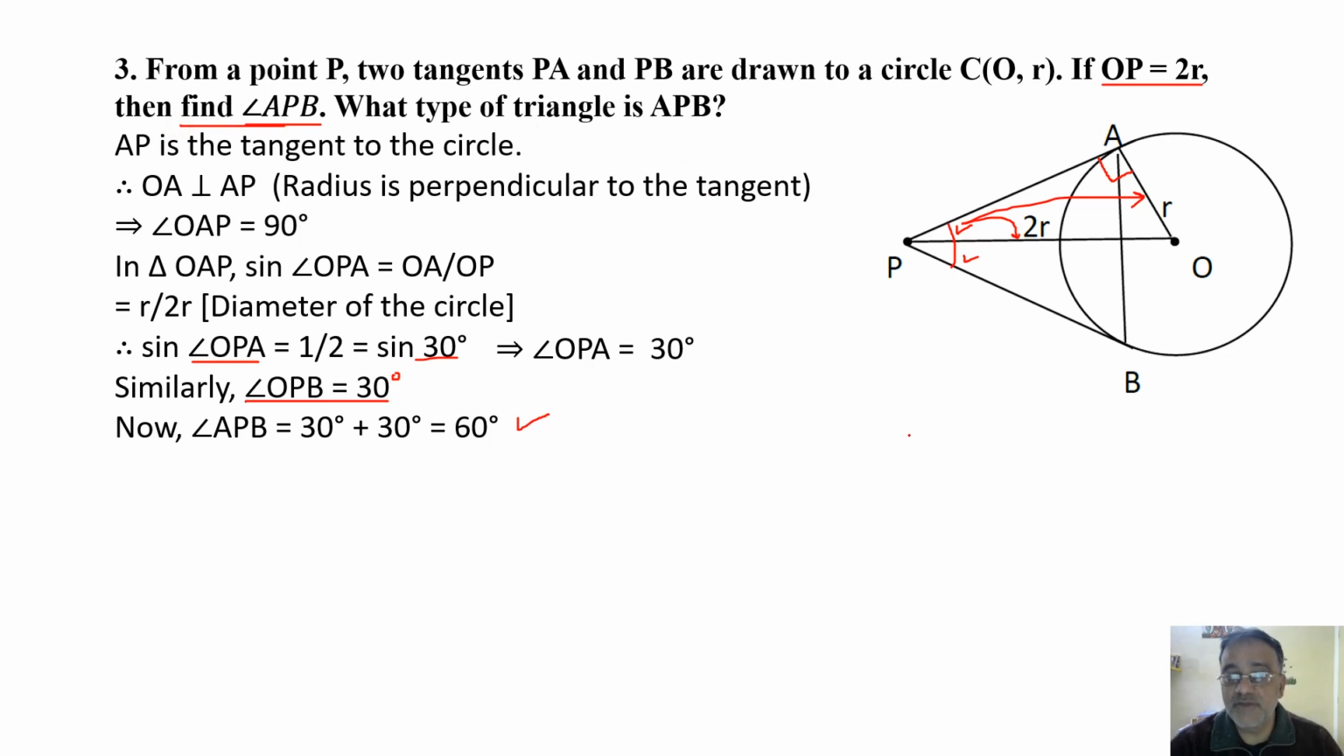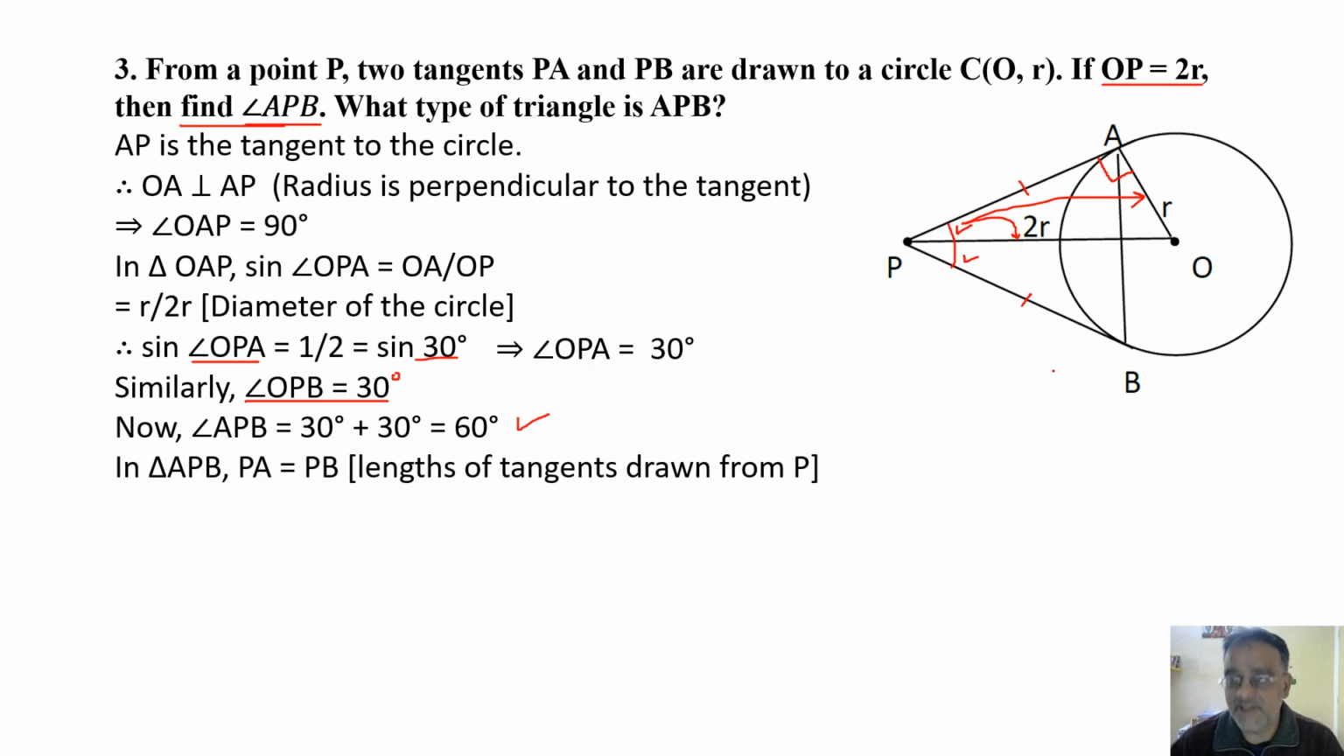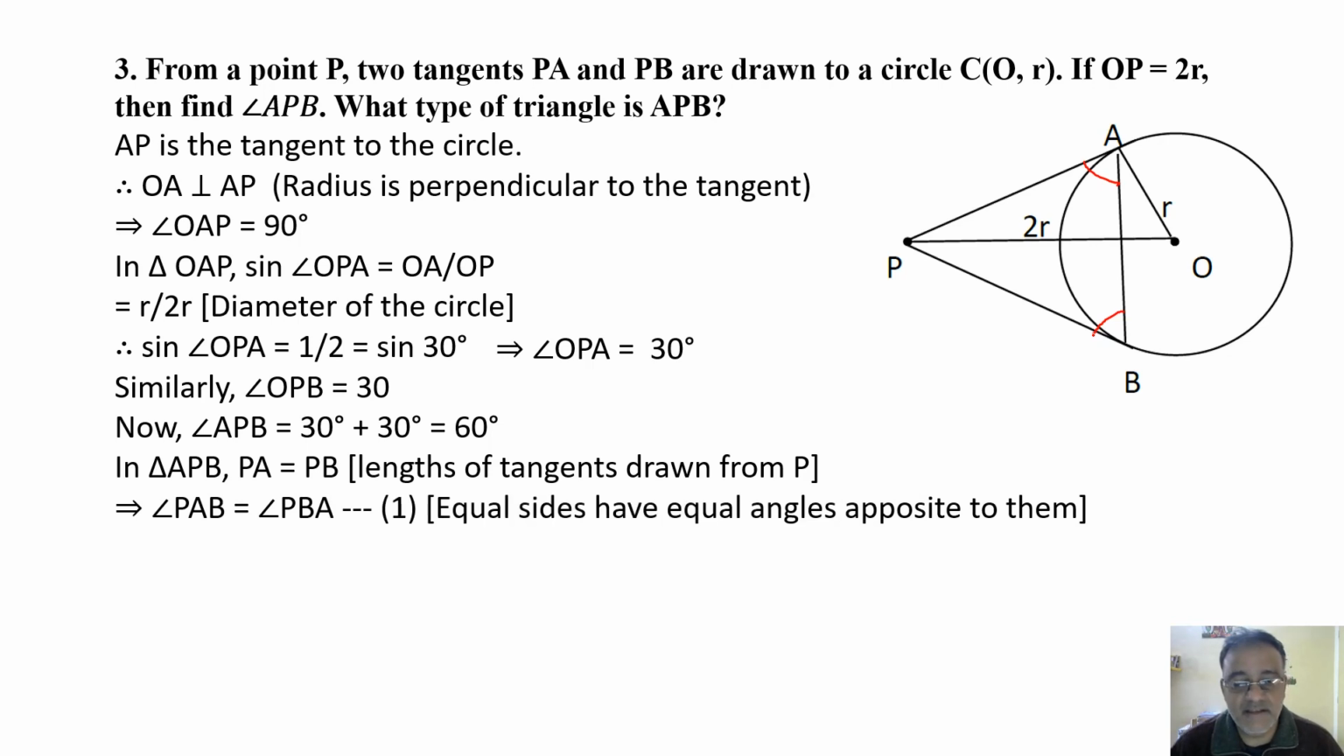Now, second part, we need to find the type of triangle APB. So in this triangle, PA is equal to PB. Why? Length of the tangents drawn from an external point are equal. So this will imply these two angles are equal. Which two angles? One minute, I am erasing it. These two angles are equal because angles opposite to equal sides are equal.